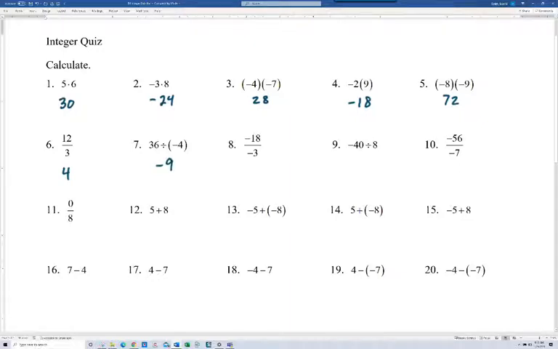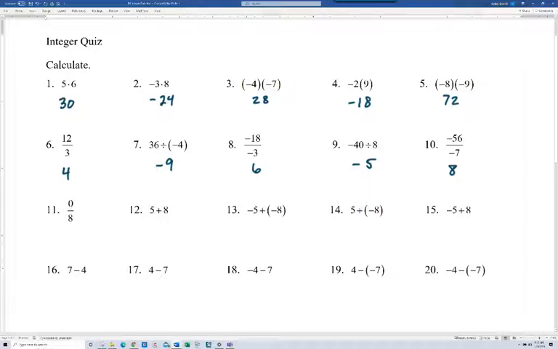Number 8, -18 divided by -3 is going to be 6. Number 9, -40 divided by 8 is going to be -5. And number 10, -56 divided by -7 is 8. Let's go ahead and do 11 right now.